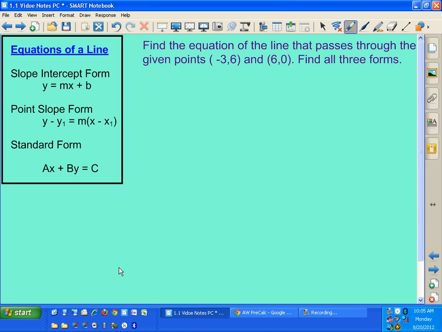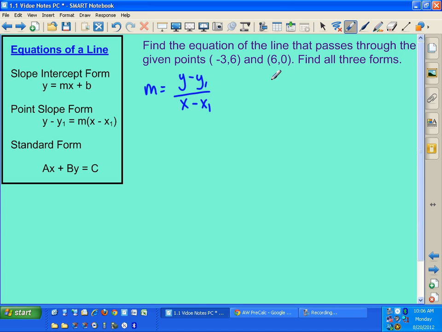So now we want to find the equation of the line that passes through the given points, and it says find all three forms. So first thing we need to do is find the slope of the line. For the two of them, we need the slope, so we might as well find it first. If you remember, the slope is change in y, the rise, over the change in x, the run. So I'm taking my 2 points and subtracting them from each other.